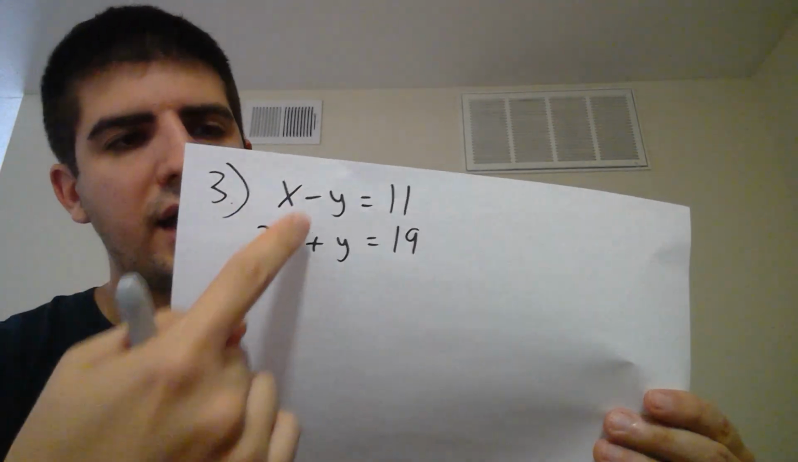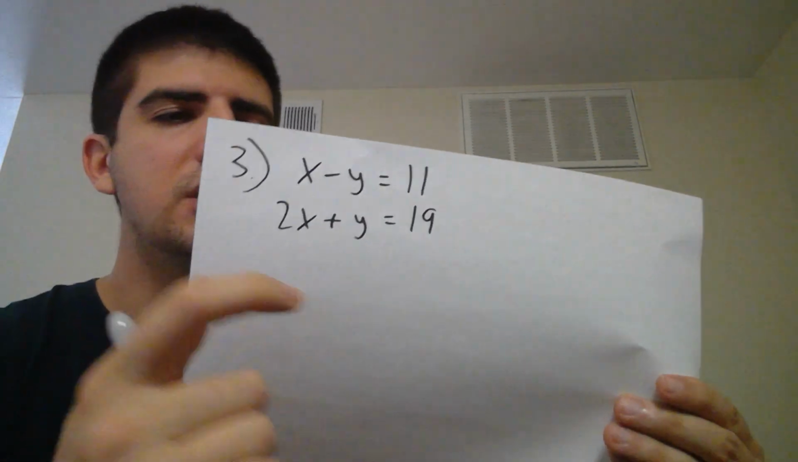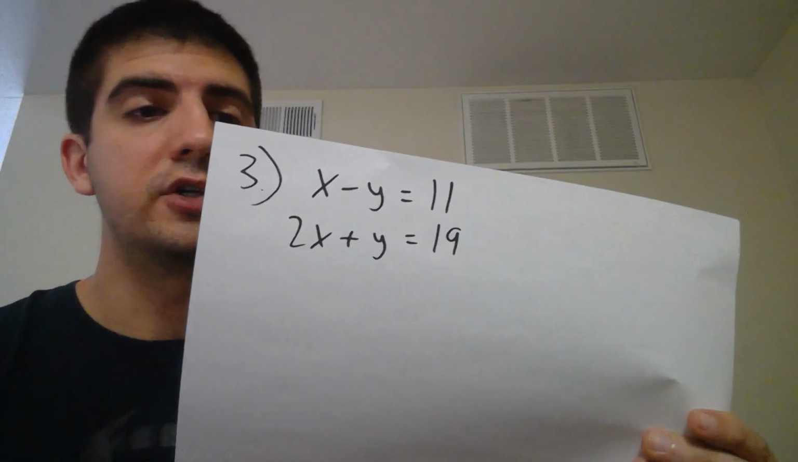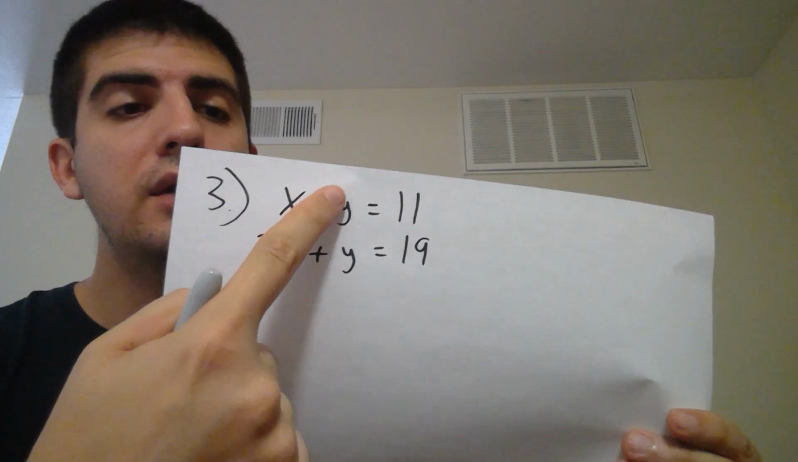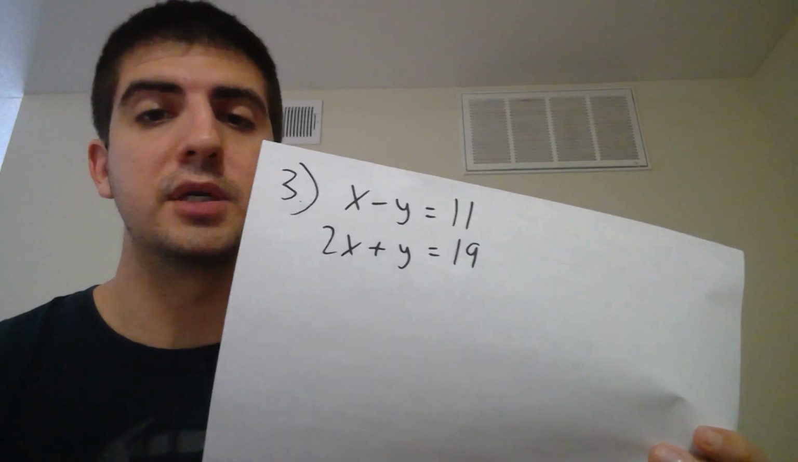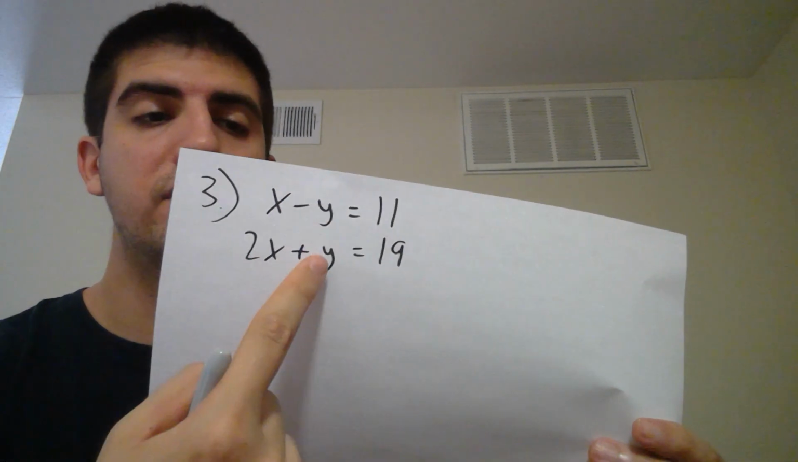Whenever I see they're kind of on top of each other, I know I want to use elimination. I'm looking for opposite coefficients. Well, x and 2x, they're not really opposite. However, negative y and positive y are definitely opposites. Because I have a pair of opposite coefficients, I'm just going to combine the equations. x plus 2x is 3x. The y's cancel.